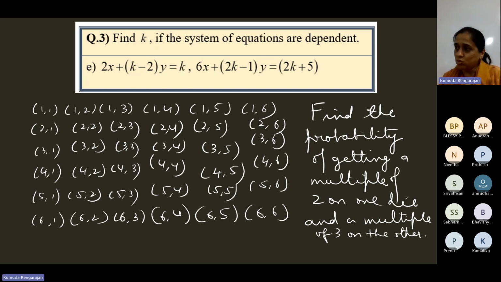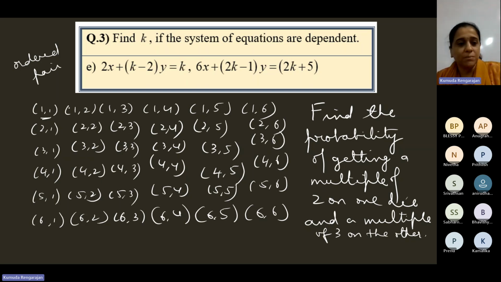Getting a multiple of 2 on one and a multiple of 3 on the other. So this is called an ordered pair. In the ordered pair, one number should be a multiple of 2 and the other number should be a multiple of 3. These ordered pairs are the favorable outcomes.